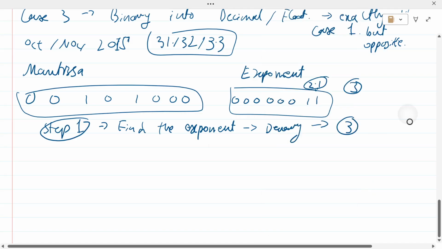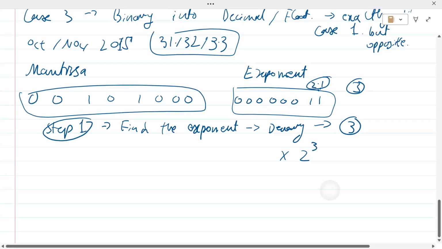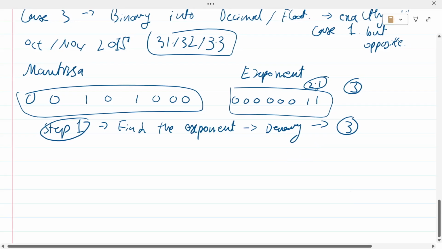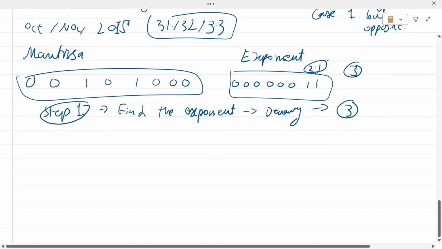How do you write the exponent? This is how you write it: the mantissa multiplied by 2 raised to the power 3. Okay? This is just a way of writing it. And now let's write down the mantissa. This is the mantissa over here.